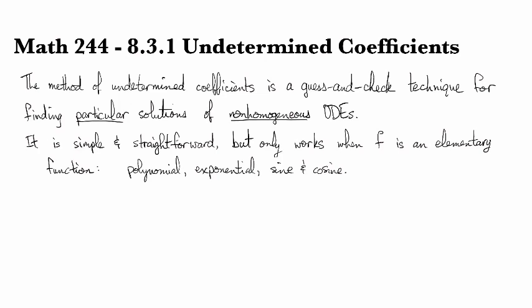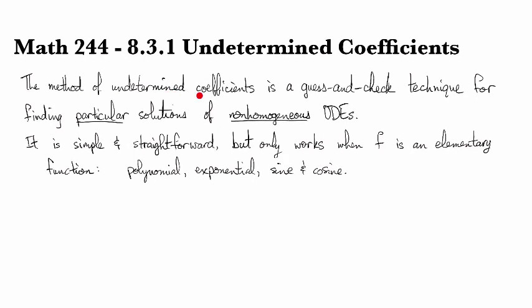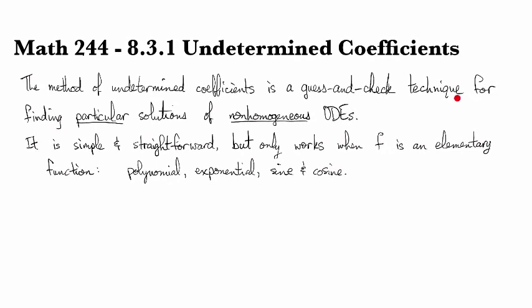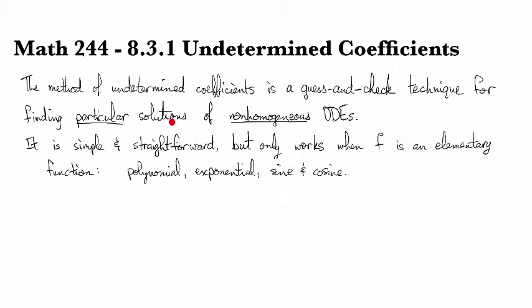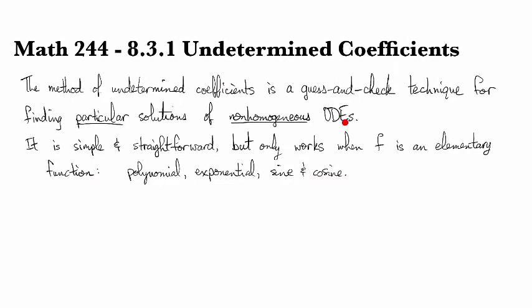We were just looking at how to solve homogeneous equations and finding complementary solutions. Now we're going to look at non-homogeneous equations and how to find particular solutions. And the first method we're going to look at is the method of undetermined coefficients. This is a guess and check technique, so trial and error basically, for finding particular solutions of non-homogeneous ODEs.